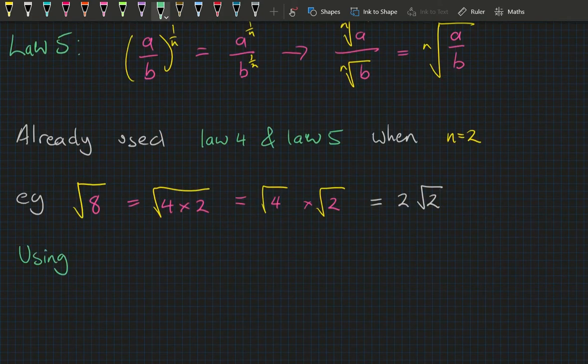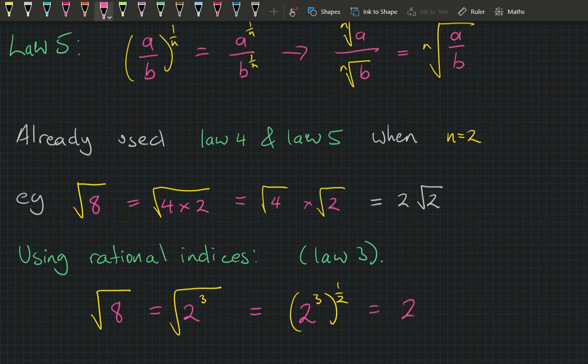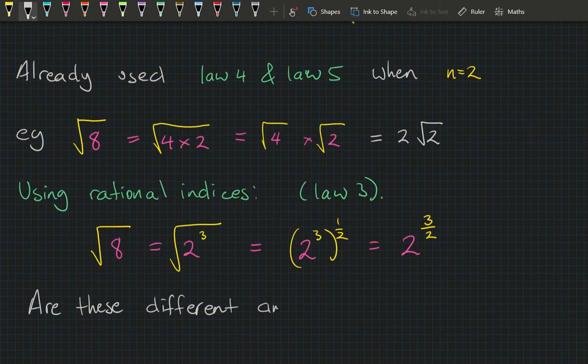Now let's try that with rational indices. So the square root of 8 is equal to 2 to the power of 3 square rooted. Okay, and that's just because 2 to the power of 3 is equal to 8. So as an index, the square root is equal to the power of a half. So we've now got 2 to the power of 3 raised to the power of a half. And index law 3 says that that's 2 to the power of 3 divided by 2. Okay, because that's what 3 times a half is. So the question is, are these different answers?